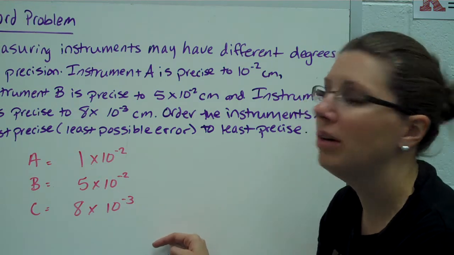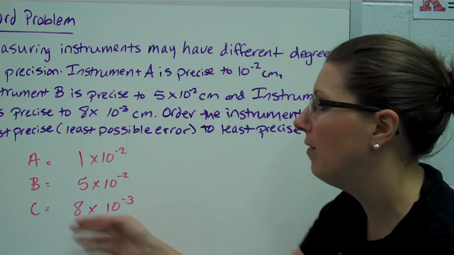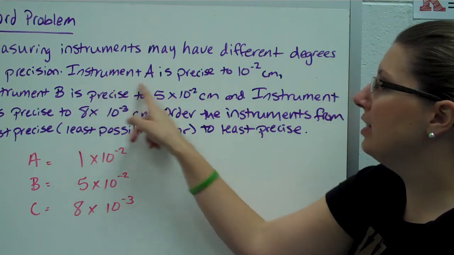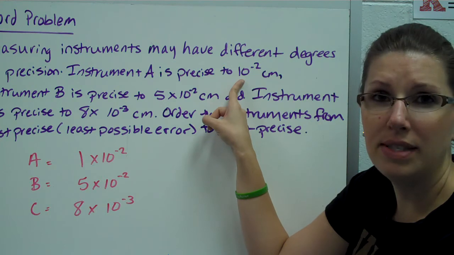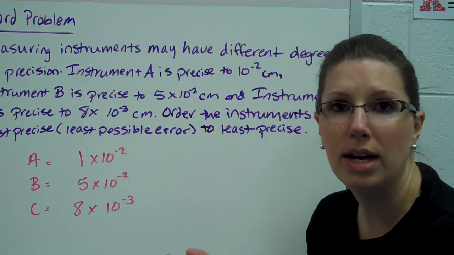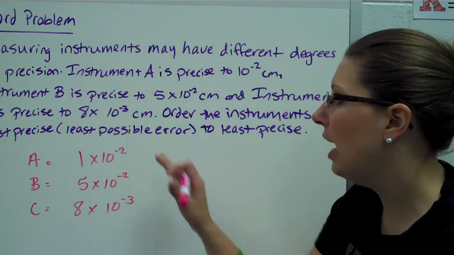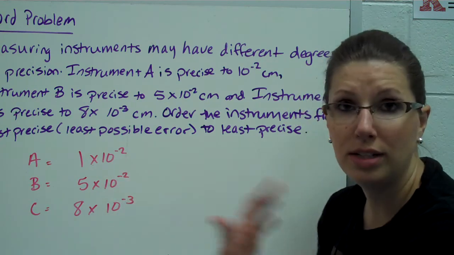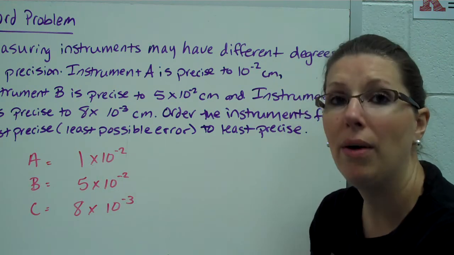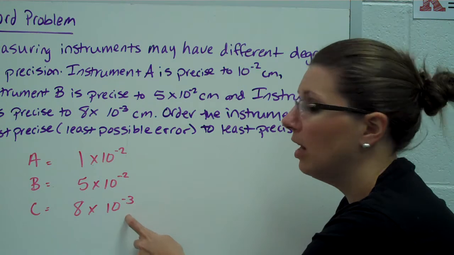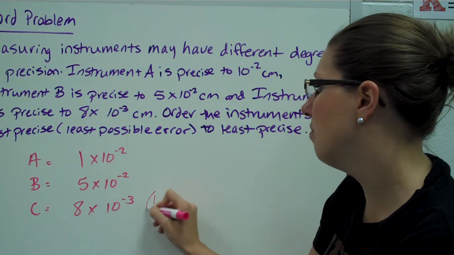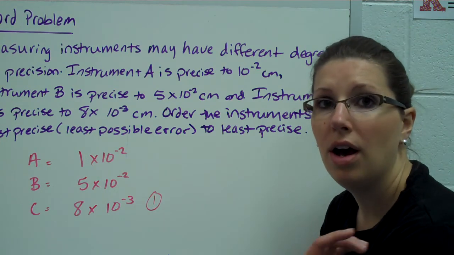I summarized the information I was given. We have instrument A, B, and C, and then I rewrote them. I know that it said instrument A is precise to 10 to the negative second power. I rewrote that as 1 times 10 to the negative second power because 1 times anything is itself. That helps me because, remember, I look to see if all these numbers are in scientific notation. They are. Then I look to their powers. So this is going to be the smallest number, or the least possible error, which is the most precise. So that's going to be our number 1.